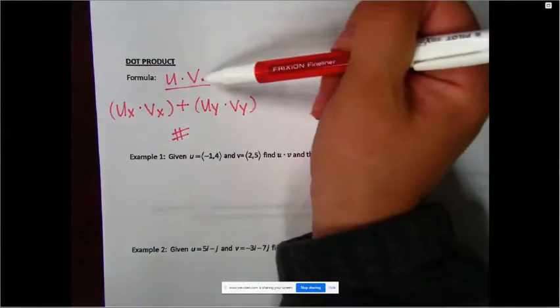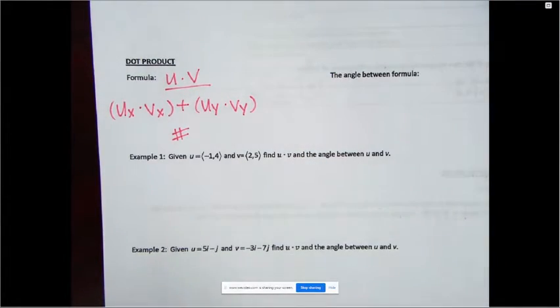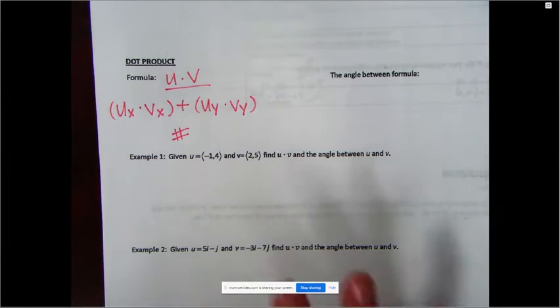The dot product is going to be like 5 or 12. It's not going to be an x value and a y value. It'll just be one number.